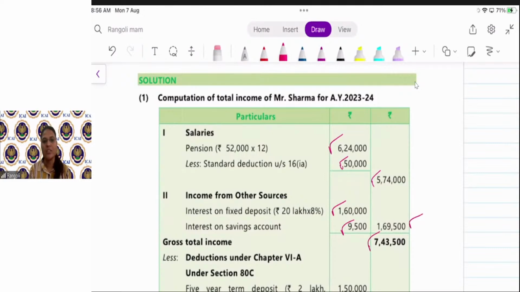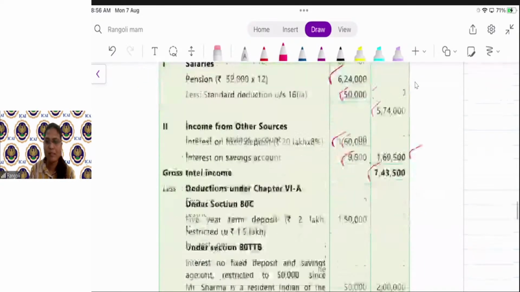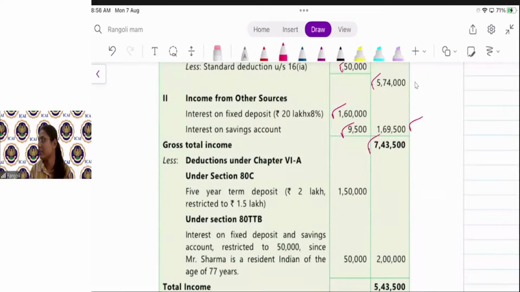Now he'll get a deduction under section 80C of 1,50,000 because he has made a 2 lakh fixed deposit, a 5-year term deposit with the bank. So the maximum deduction available under 80C is 1,50,000. And he is a senior citizen, so he will get a 50,000 deduction from his interest income, that is interest on FD or savings. So a 50,000 deduction is available under section 80TTB.